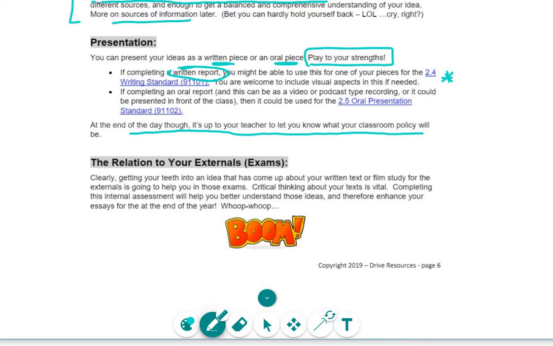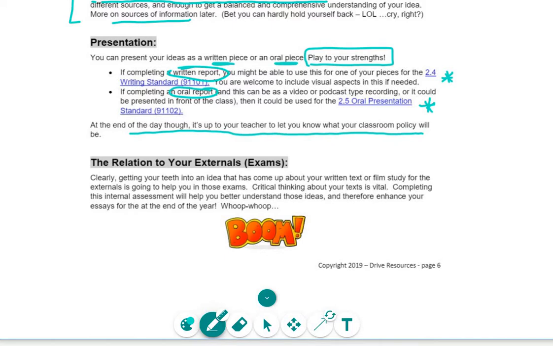You can also do this as an oral report, so your speech, so that's 2.5. Now, that doesn't have to be a speech in front of the class. You can video it at home, or you could do a podcast, so completely oral, can't see you at all. So you might like to do that.